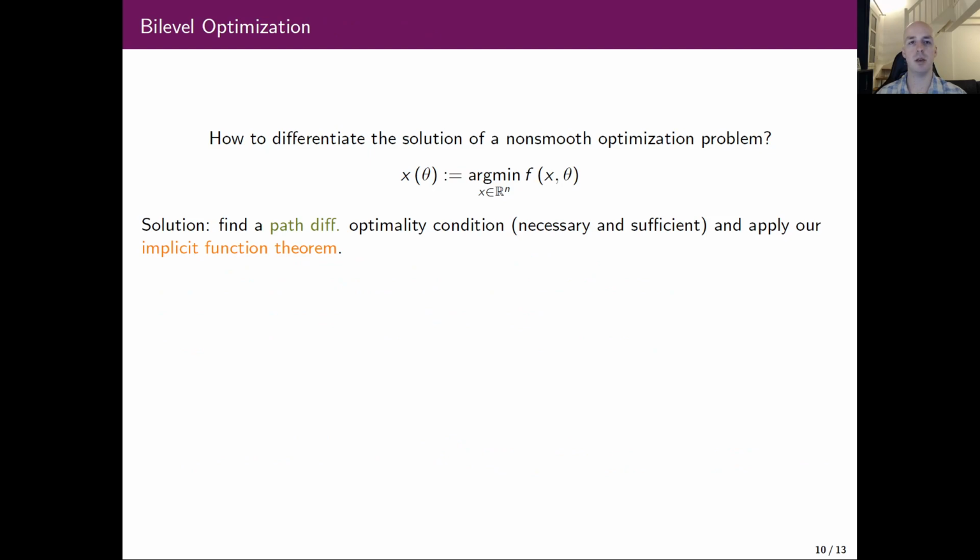Another application of our work is to bilevel optimization. An important question in this field is how to differentiate the solution, here denoted as x, of a non-smooth optimization problem. Our theorem provides a possible solution. If we can find a path differentiable optimality condition, that is to say, some fixed point equation or solution mapping, then we can apply our implicit function theorem and calculus to the corresponding conservative Jacobian.